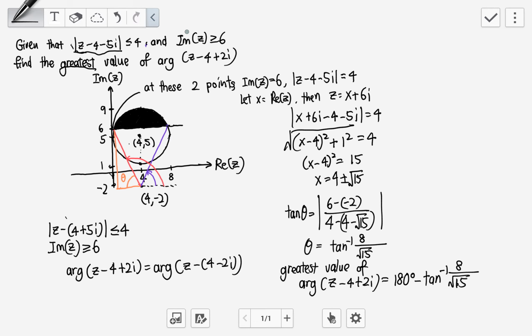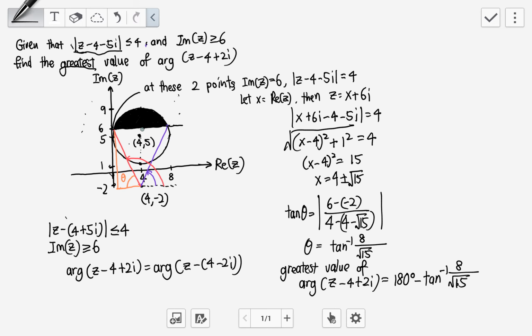Then we see they also give us another clue. That means the imaginary part of z is greater or equal to 6. So this is the imaginary axis. They're saying that the imaginary part of z of the thief must be greater or equal to 6. That means the thief could be anywhere above the line imaginary z equals 6, anywhere above this line here.